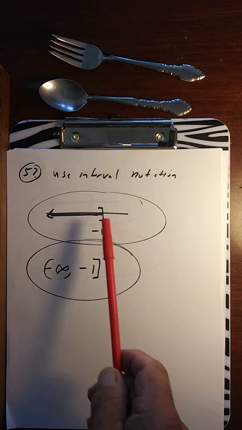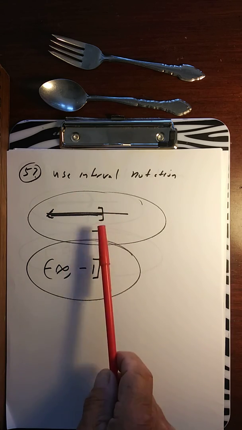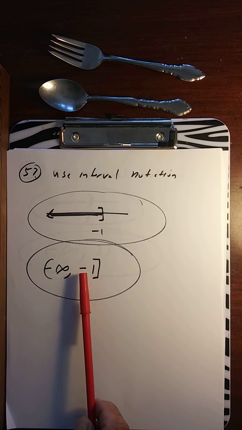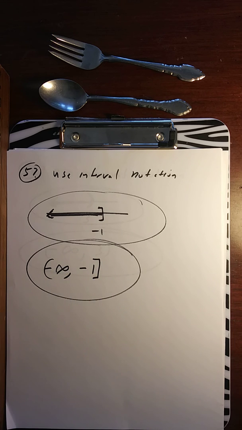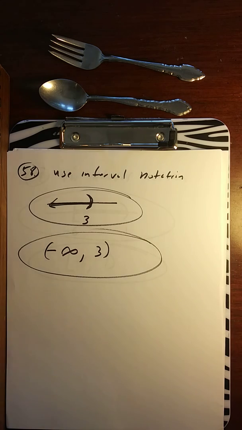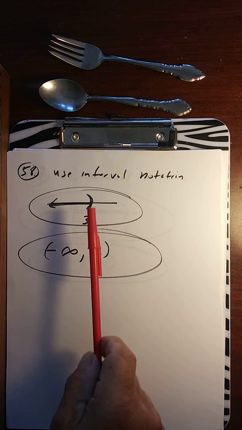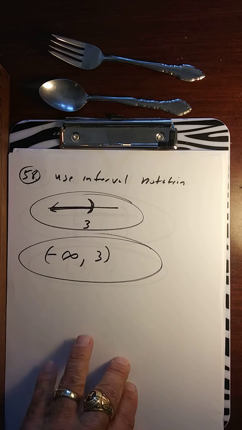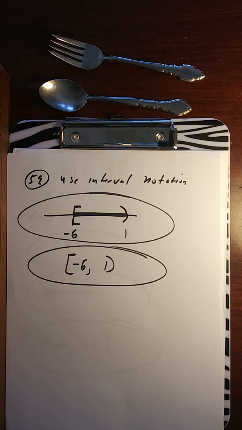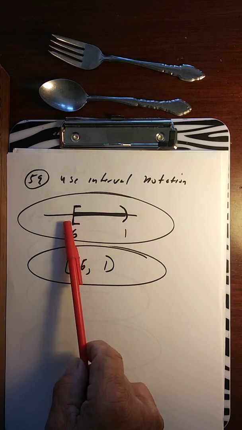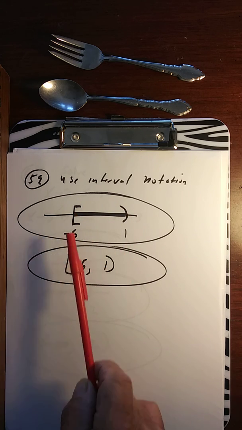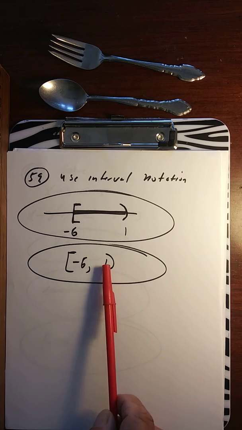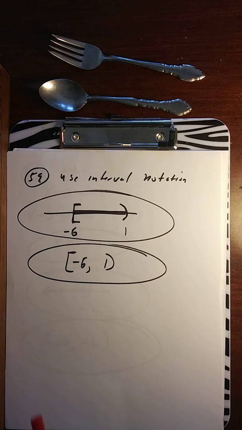Use interval notation. So this is the original problem. So that means it's going to be what? From negative infinity to where? -1. Like that. Use interval notation again. Don't include the 3. So from negative infinity to what? 3. Use interval notation. This one's included. This one's not included. So that's going to go from -6 to 1, include the first, don't include the last.